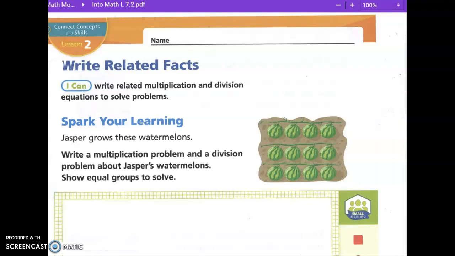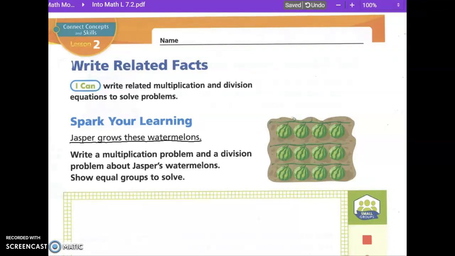What is the situation? What is Jasper doing? He's growing watermelons. Okay? What are the quantities? Well, our quantities are over here. This is kind of an array of watermelon. How many rows of watermelon does Jasper have? 3. And how many does he have in each row? 4. So there are our quantities. You can circle those. Put the numbers by your array and circle them.